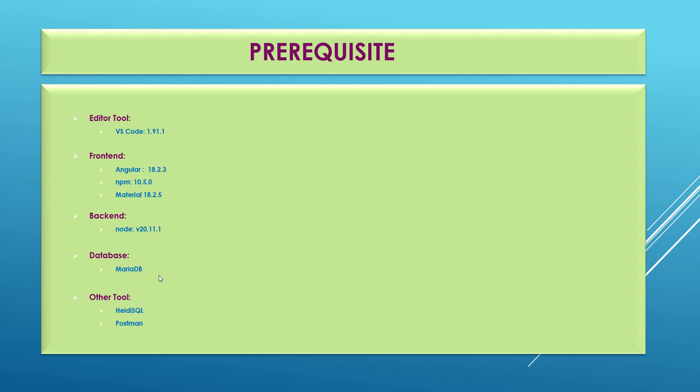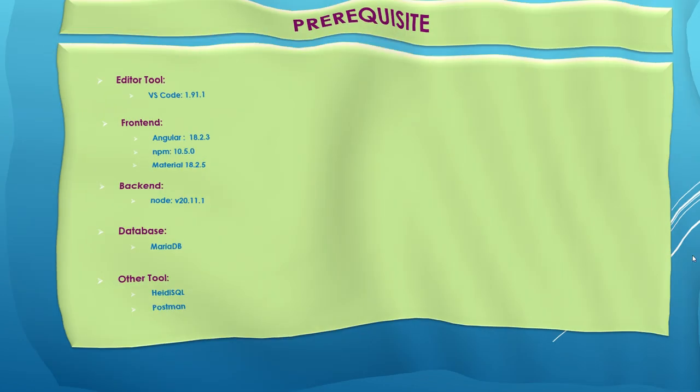And as the database we are going to use MariaDB, and there are some other tools like HeidiSQL, which is a database management tool through which we are going to create a database and table on the MariaDB database side. And next, Postman we are going to use to test our APIs which we are going to implement on the Node.js backend application side. So this is about the overall technology and versions which we are going to use in this application. The best thing is that we are going to use most of the latest versions to create this full stack application. So this is about the prerequisites.